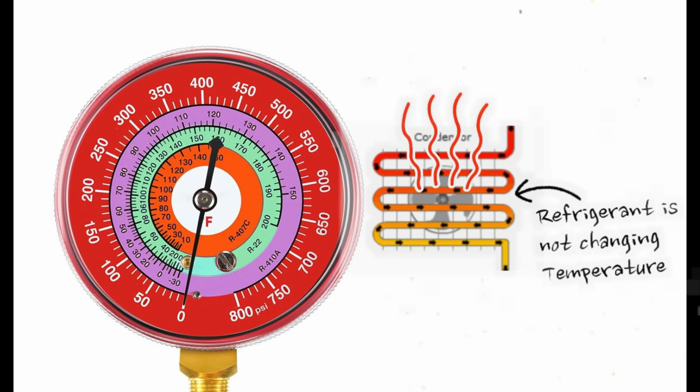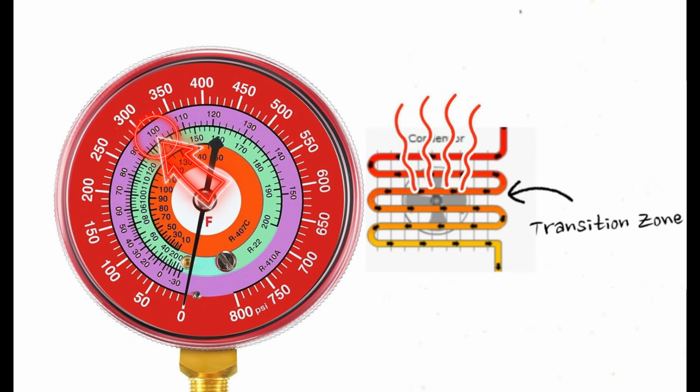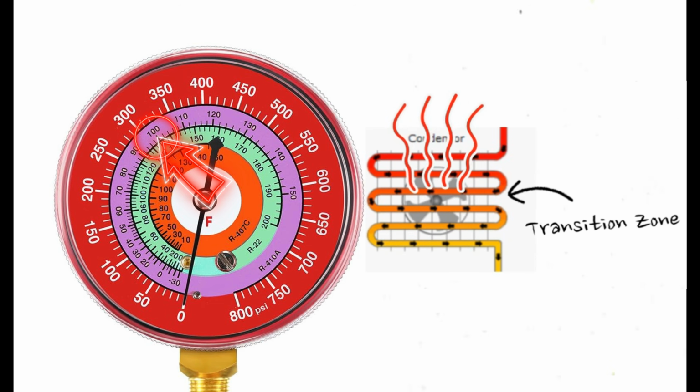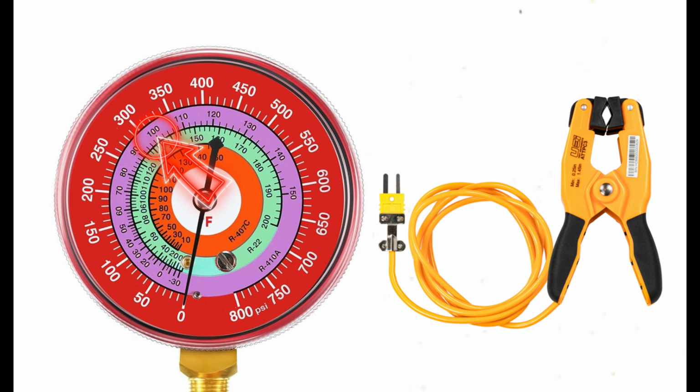So if we were to read just slightly over 300 psi for our 410A refrigerant, the transition temperature would be around 100 degrees Fahrenheit. So through our entire transition zone, the refrigerant is remaining at that temperature despite the fact that it's giving up heat. Now, if we put a temperature probe on our liquid line outside of the condensing unit, we can measure the temperature of the refrigerant at that point.